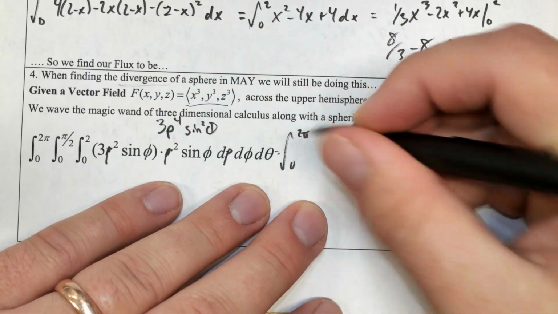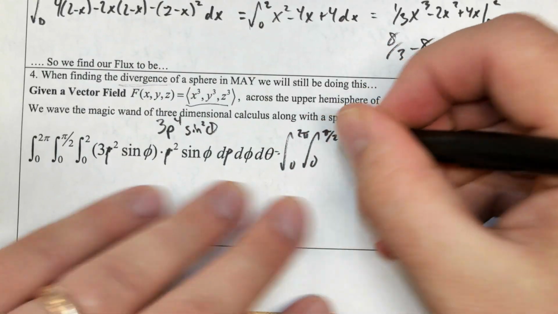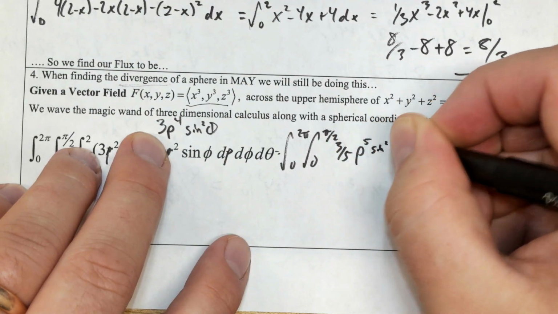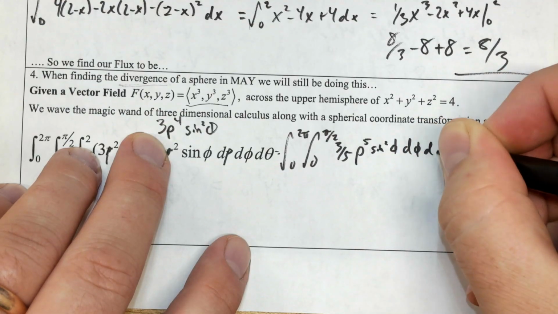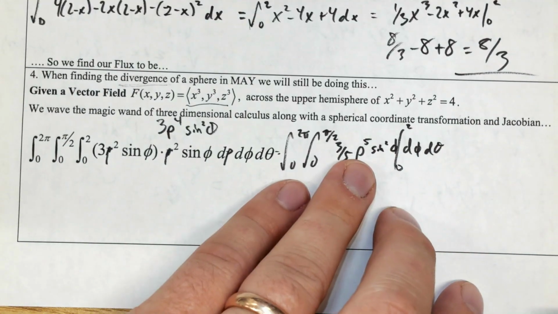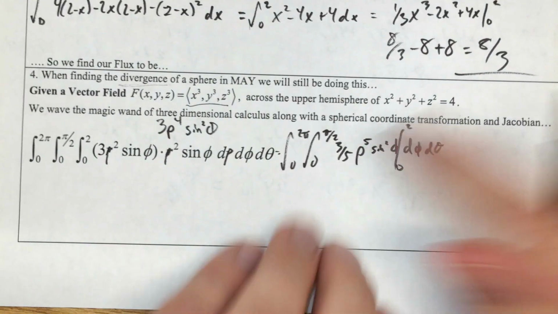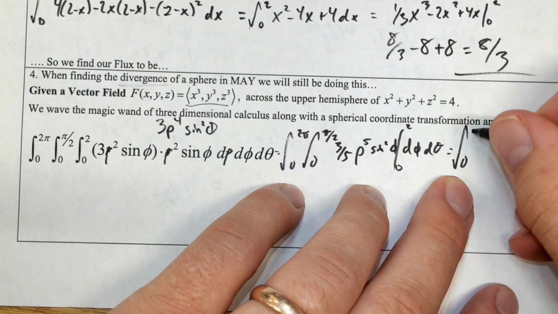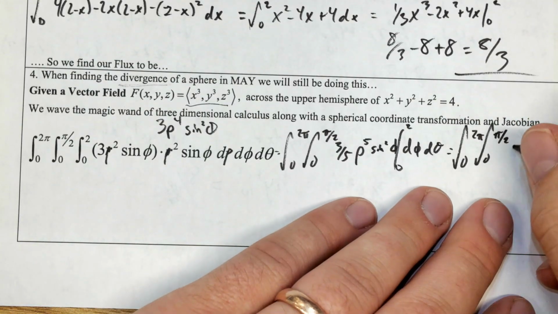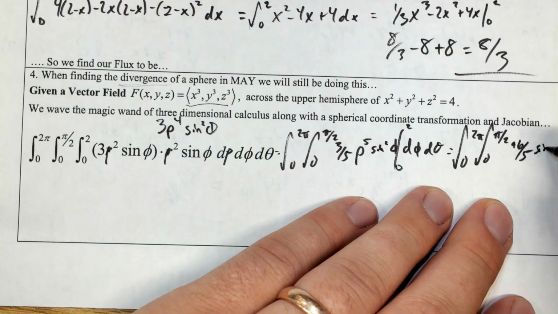0 to pi, 0 to pi over 2. This would be 3/5 rho to the 5th sine squared phi d theta. Don't forget to evaluate this one from 0 to 2. Plugging in that 2 here will give me 0 to 2 pi, 0 to pi over 2, I get 96 over 5. Woo! Sine squared phi d theta.